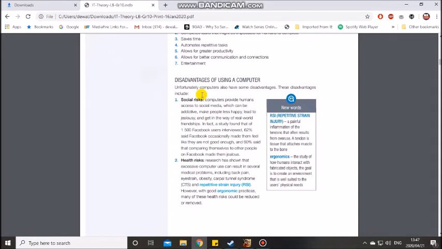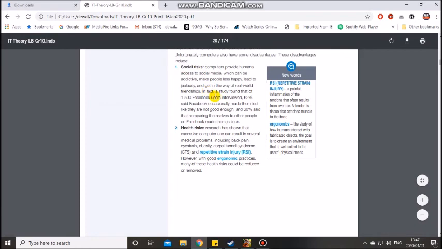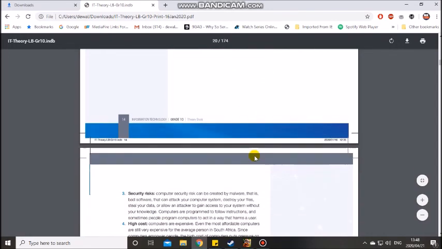Disadvantages of computers is social risks. So some people can become antisocial just keeping on social media, and there can be some things like stress and jealousy, addiction that can be risks of computers. Health risks include straining on the eyes, back pain, carpal tunnel syndrome, repetitive strain injury, but these health risks can be reduced by using good ergonomic practices.